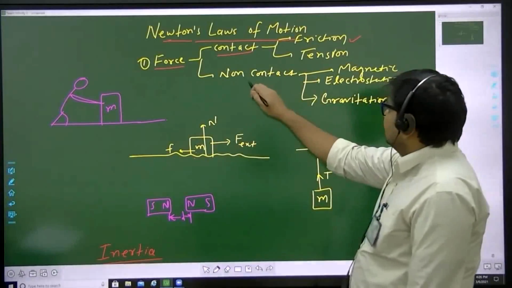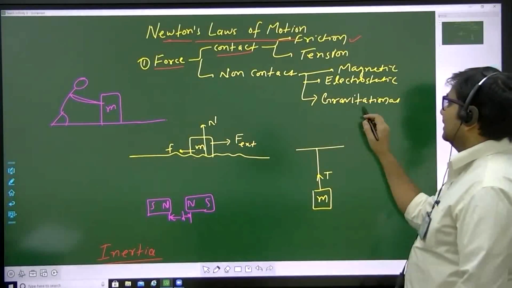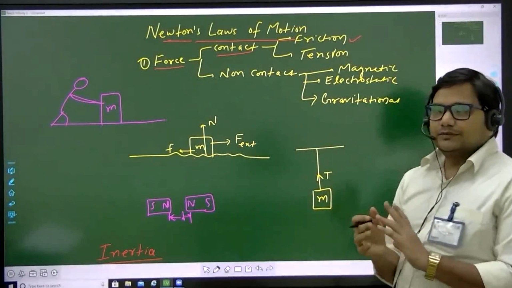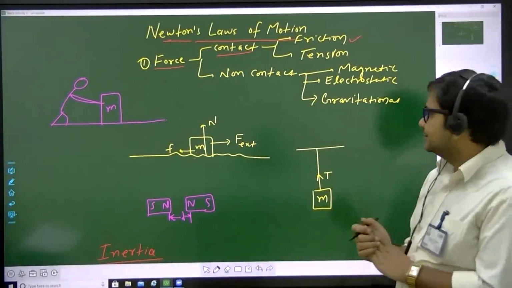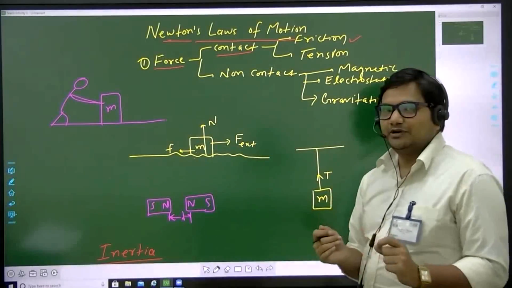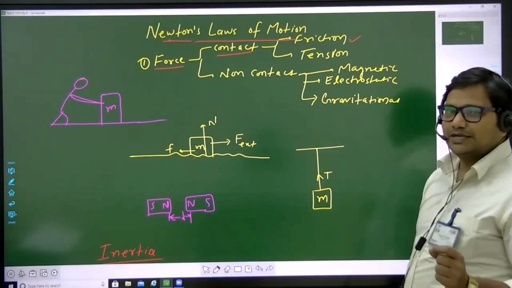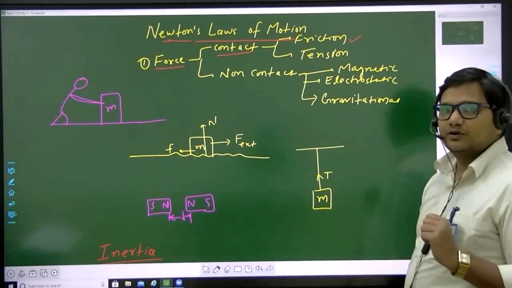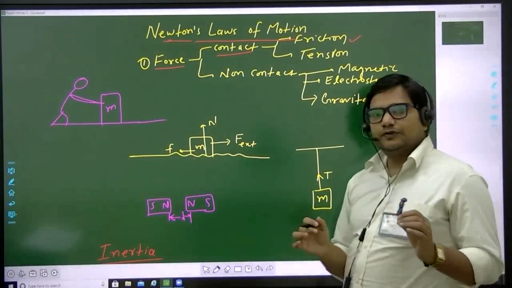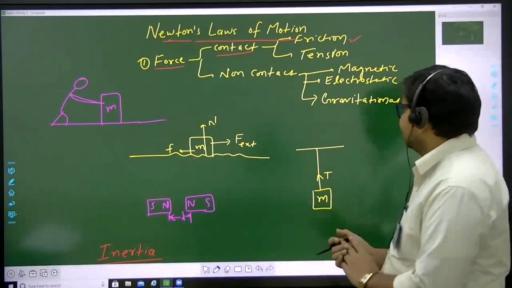The second category of force is non-contact force, and its examples are magnetic force, electrostatic force, and gravitational force. As we all know, the Earth revolves around the Sun in an almost circular path, and to move any object in a circular path, a force is required, which is centripetal force. Here gravitational force plays the role of centripetal force during the revolution of Earth around the Sun. So this is a non-contact force because there is no physical contact between Earth and Sun. They are far away from each other. Still, this force is acting.